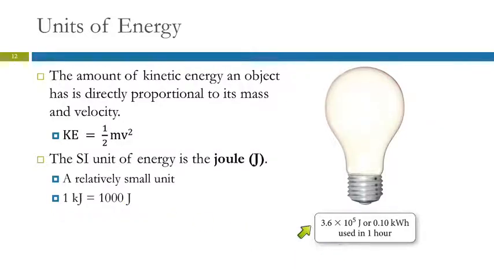And just sort of for reference, here's a light bulb. That would use 0.10 kilowatt hours. That's the unit that the power company uses. That would be equivalent to 3.6 times 10 to the 5th joules in an hour. So the joule's a very small unit.